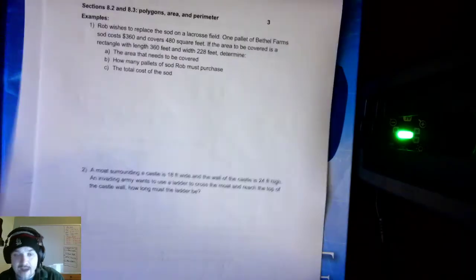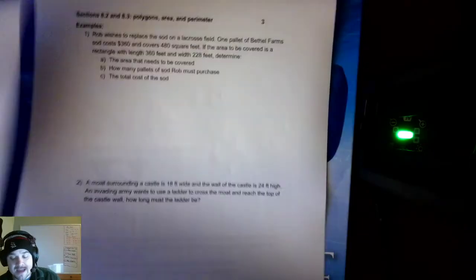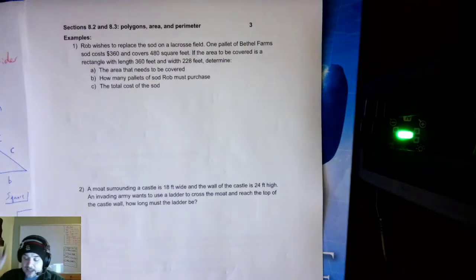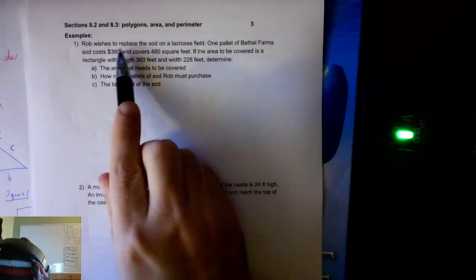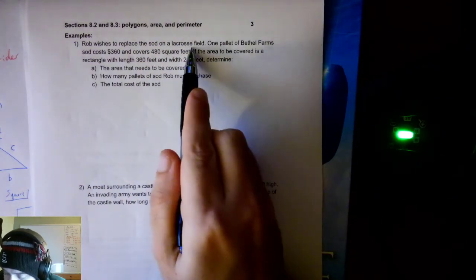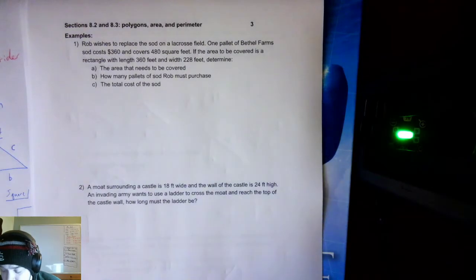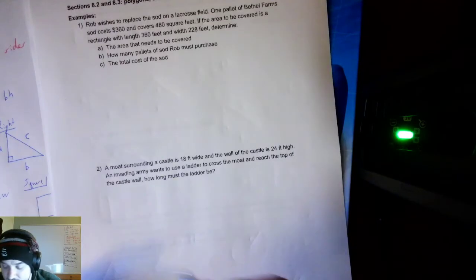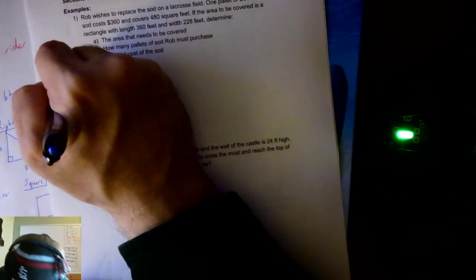So let's take a look here. I will keep this page handy so we can reference back to it. Let's take a look at our problems. Rob wishes to replace the sod on a lacrosse field. Alright, lacrosse field. Alright, what shape is a lacrosse field? What shape is a sports field? It's a rectangle, right? I'm going to draw a rectangle.